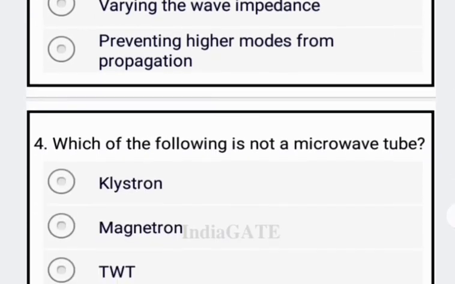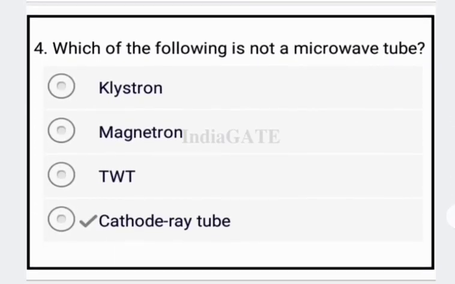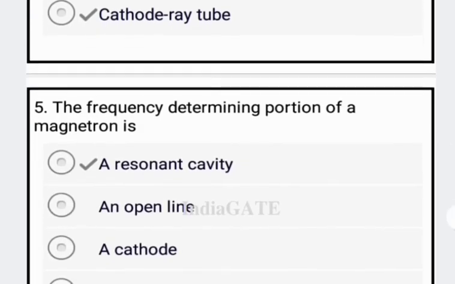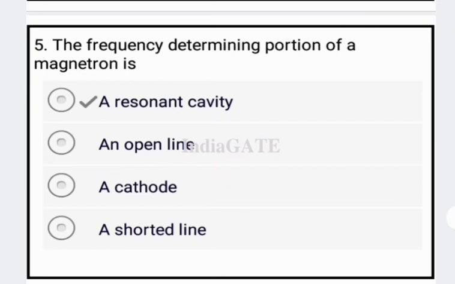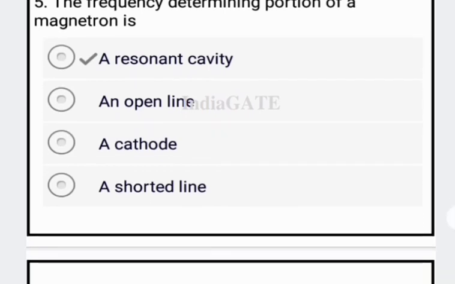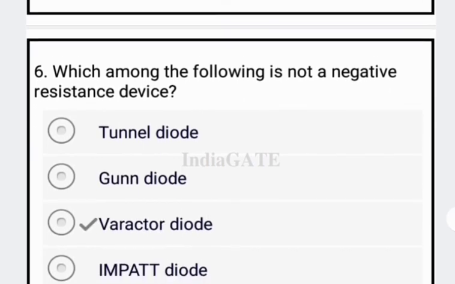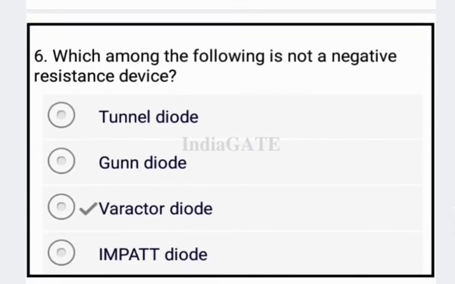Next question. Which of the following is not a microwave tube? The correct answer is cathode ray tube, option D. Next question. The frequency determining portion of a magnetron is the resonant cavity. Next question. Which among the following is not a negative resistance device? The correct answer is varactor diode.